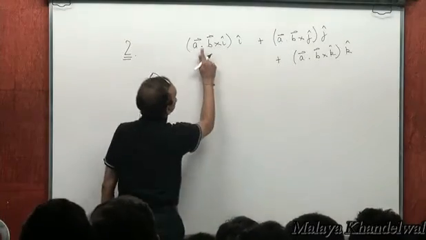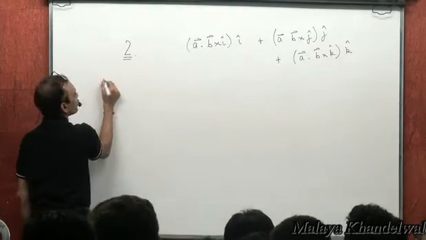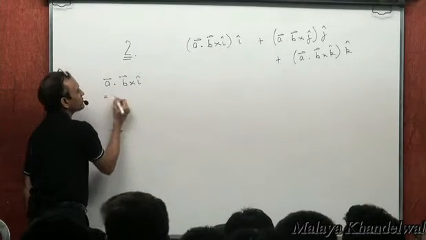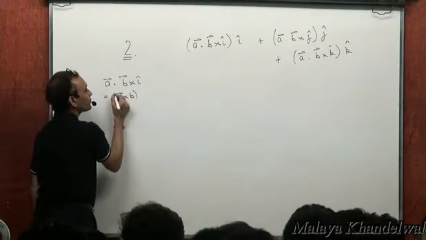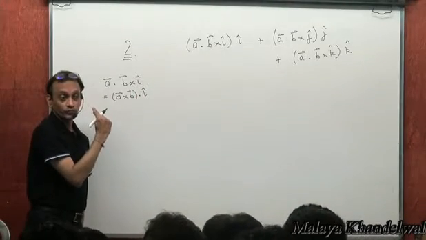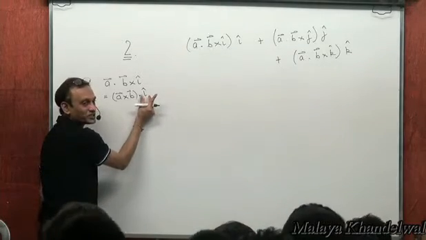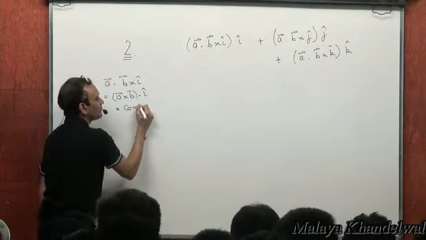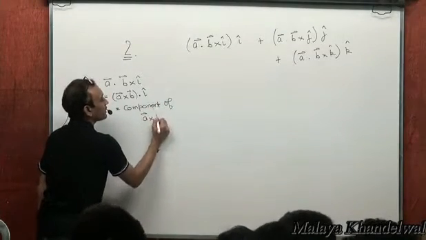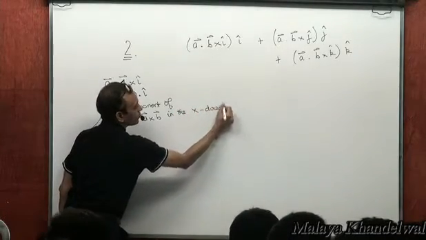Now, do you realize that the dots and the crosses are interchangeable? So essentially, if I talk of, say, A dot B cross i cap, this could have been written as A cross B dot i cap. Yes or no? Which is what? Which is the component of A cross B in the x direction, right?